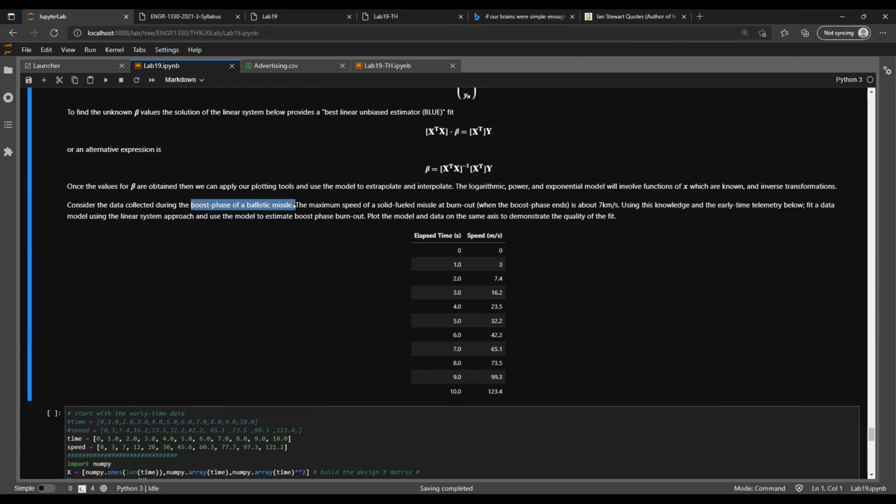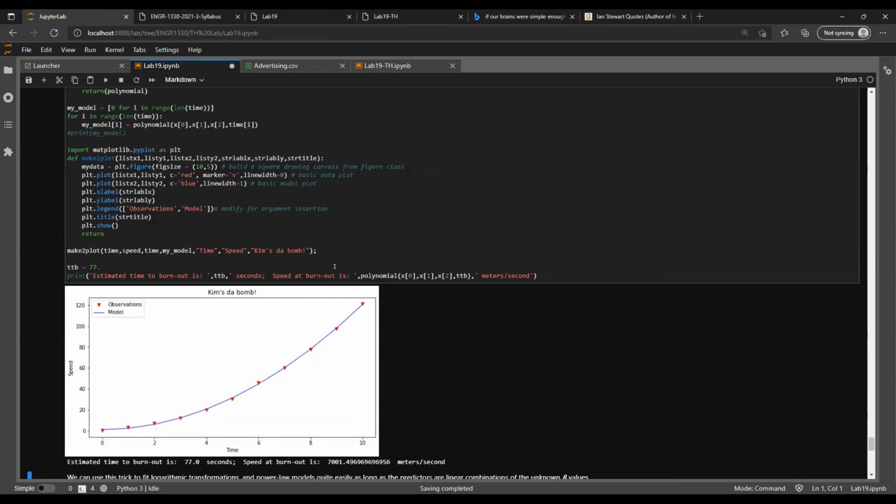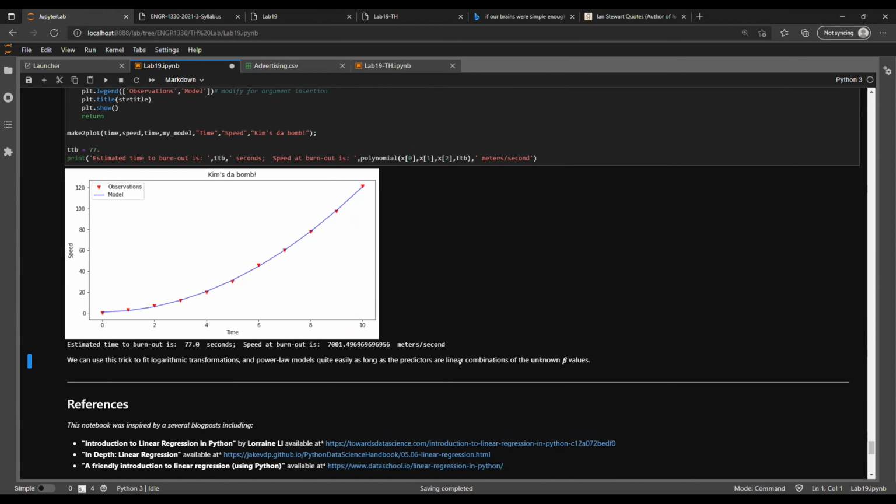It's funny, I was using the escape pod, and the example here is about a ballistic missile. I like linear algebra. This is using the stuff we just talked about to predict the burn time for an ICBM. And that's a pretty good prediction.